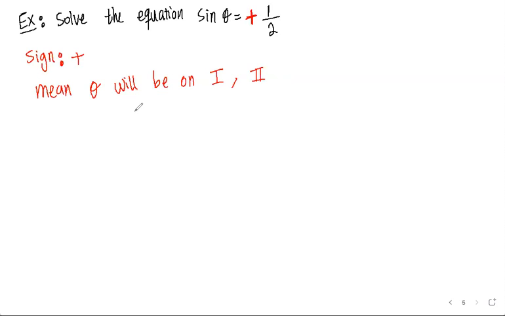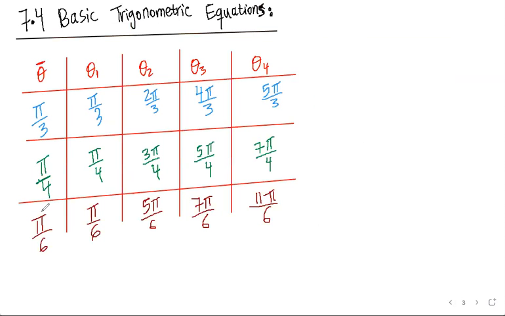Second thing you have to ask yourself: what is the reference angle? What angle, if I plug it inside the sine, gives me 1/2? Pi over 6. So the reference angle is pi over 6, because by using the table from the previous section, sine of pi over 6 is 1/2.